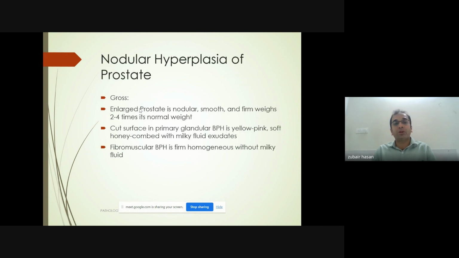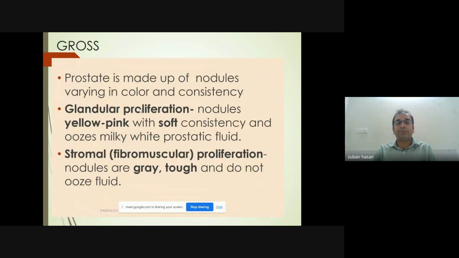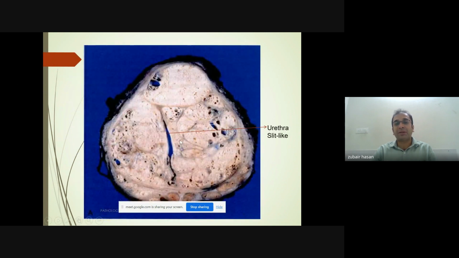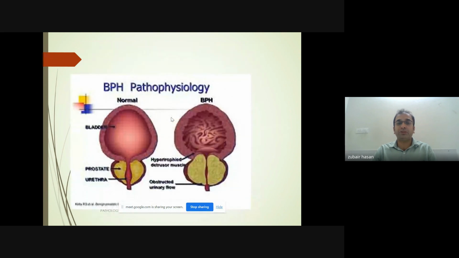How does the gland appear on gross? It is enlarged, nodular, smooth, firm, weighing about 2 to 4 times its normal weight. Cut surface in the primarily glandular BPH is yellow-pink, soft, honeycombed, with milky fluid exudate. Fibromuscular BPH is firm, homogeneous without milky fluid. So on gross, you find the gland made up of nodules of varying sizes, firm, rubbery, and the urethra can have a slit-like space, which can be compressed. And you find all these nodules here, which are firm, compressing the urethra. This is the nodular hyperplasia of the prostate.